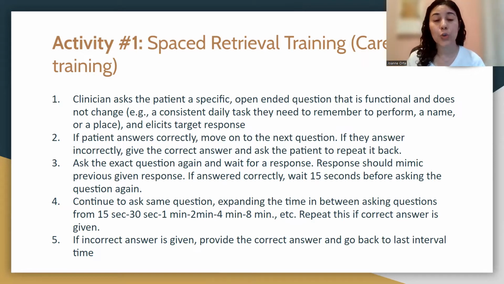Some examples include a consistent daily task that the patient may need to remember to perform, like taking their medication, a name of a person that they know, or a place that they need to go to.